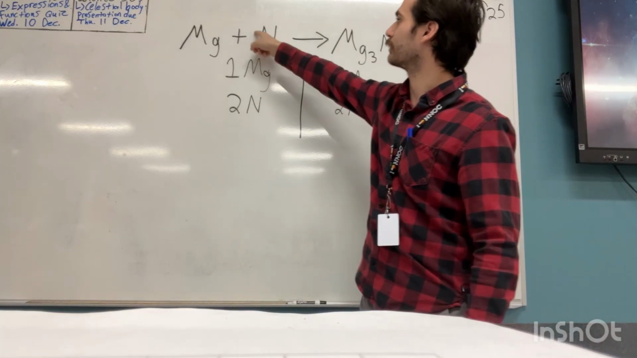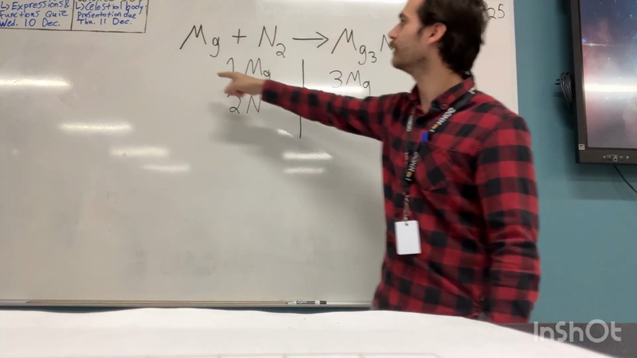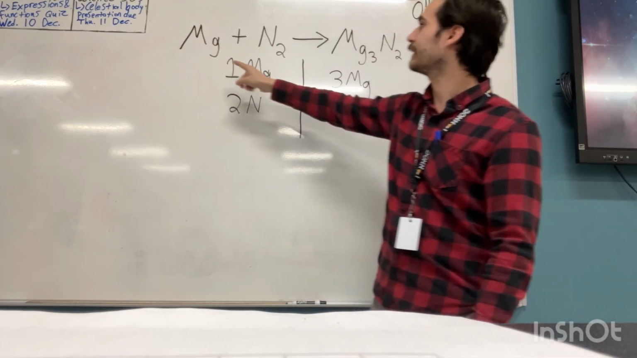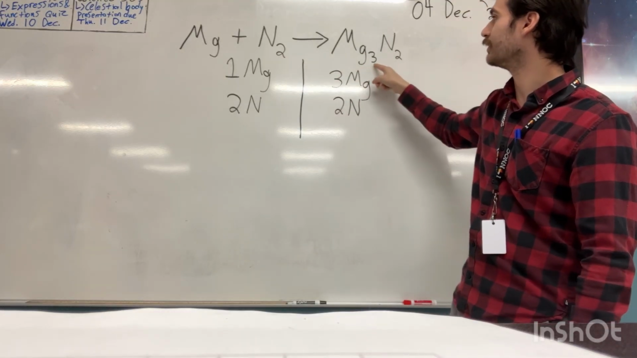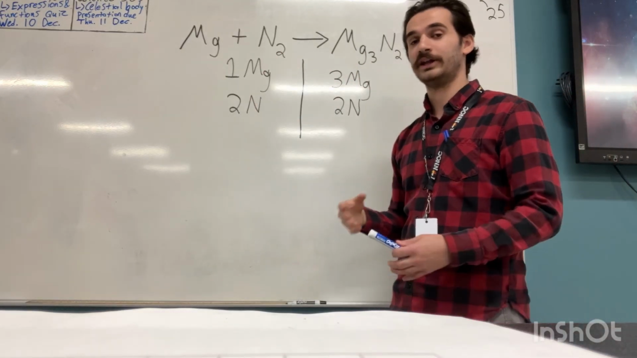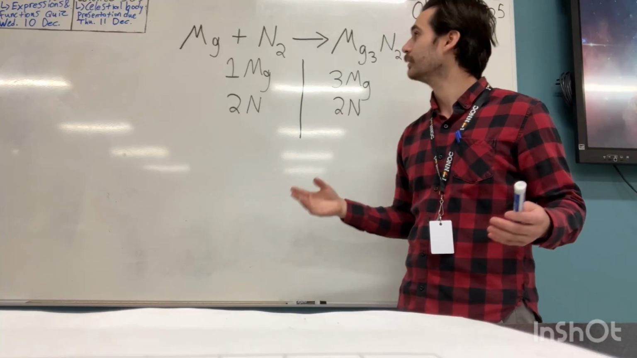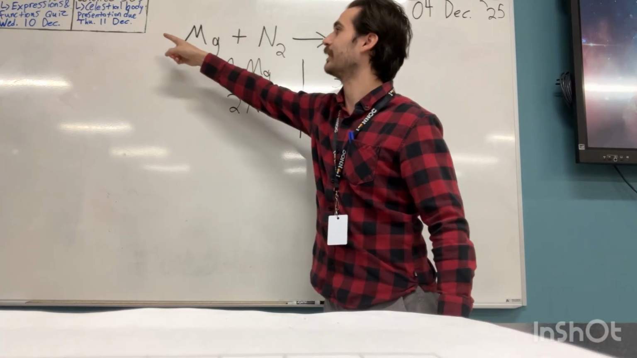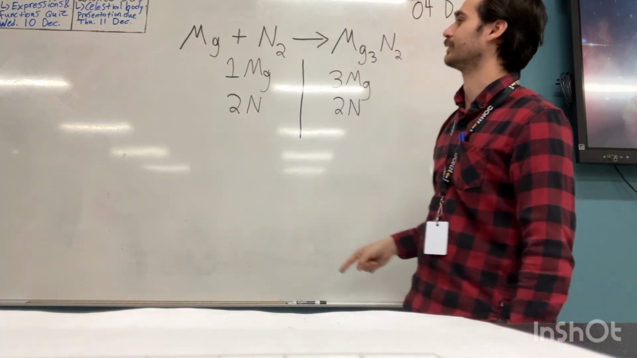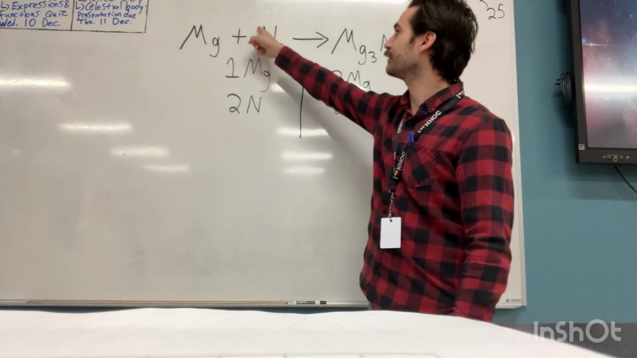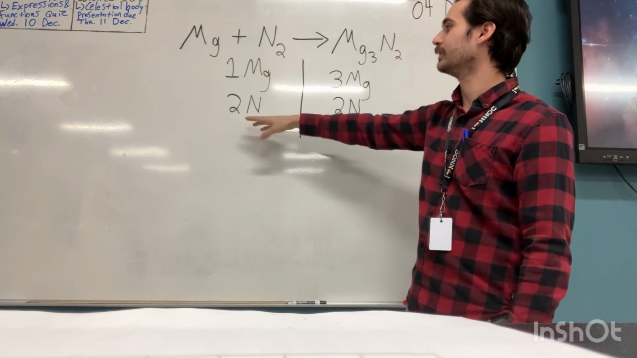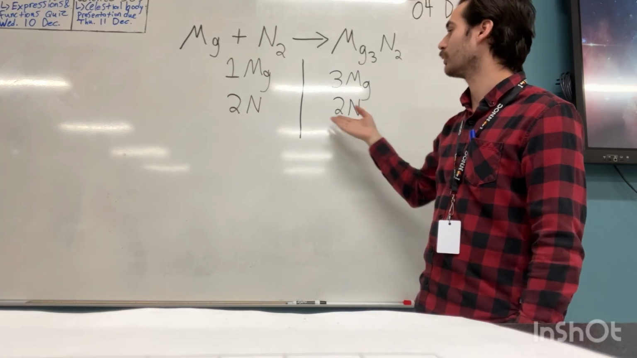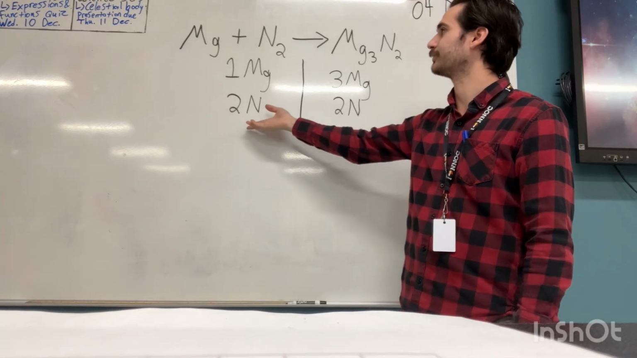So I can put a number in front of here, I can put a number in front of here, I can put a number in front of here. I cannot change the small numbers here. If I change the small numbers here, I have a different molecule, and therefore it's a completely different reaction. But I can change the big numbers out front, because that's just how many molecules are reacting. I'm not going to change this number, because if I have one N2 molecule, that's giving me 2 N's, I'm already happy. I don't have to change the number of N's.